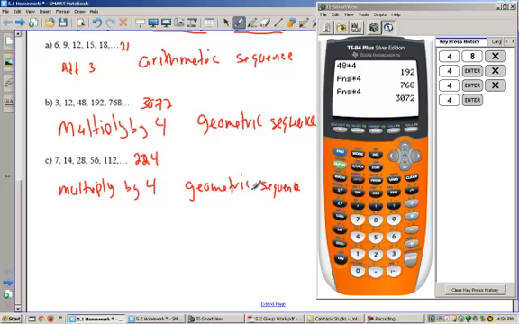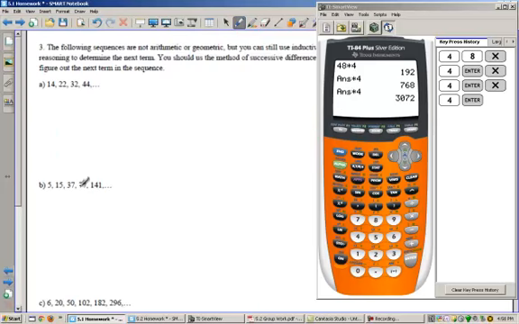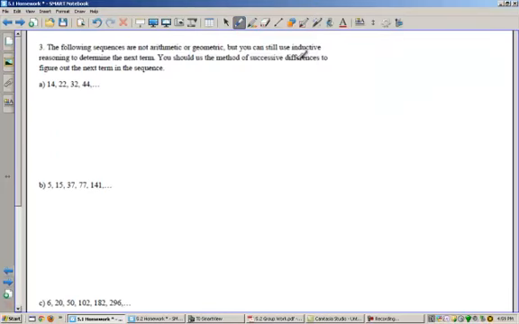And so the point of these problems is to try to help identify when you're using inductive versus deductive reasoning, and basically searching for patterns and then figuring out the next term. We do this again in number 3. This one's a little bit harder. It says the following sequences are not arithmetic or geometric, but you can still use inductive reasoning to determine the next term. You should use the method of successive differences to figure out the next term in the sequence.